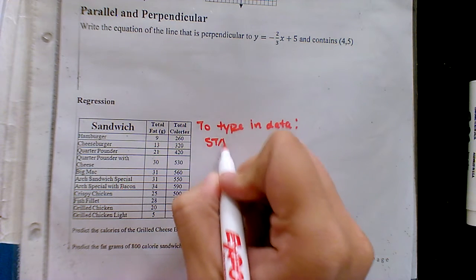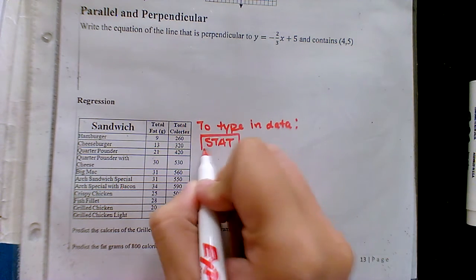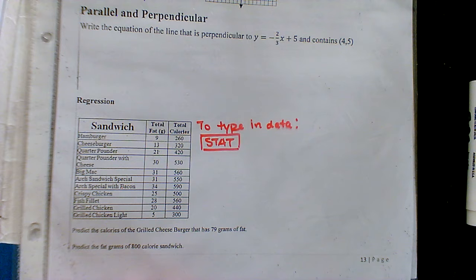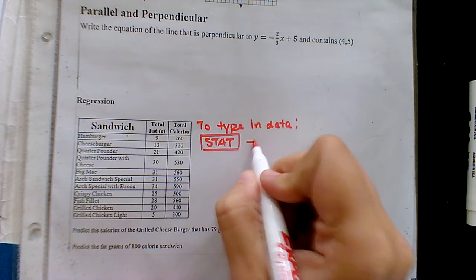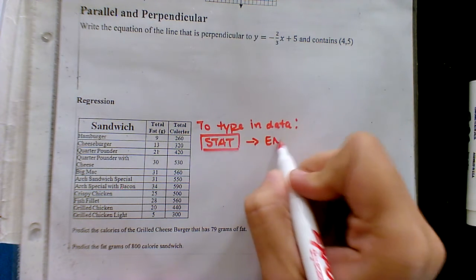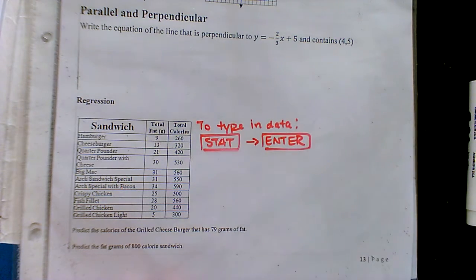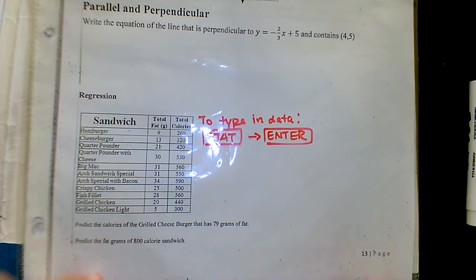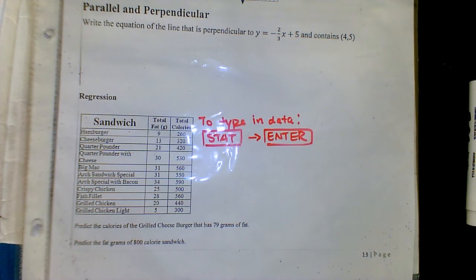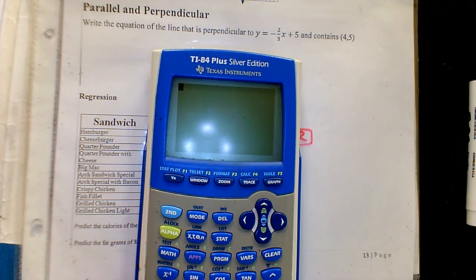I want you to hit the Stat button. We'll do this in a little bit. Let's just make sure that we have these buttons or notes down. We're going to hit the Stat button and then Enter. Ready to go on our calculator? We're actually going to do this. Okay, so turn on your calculator.